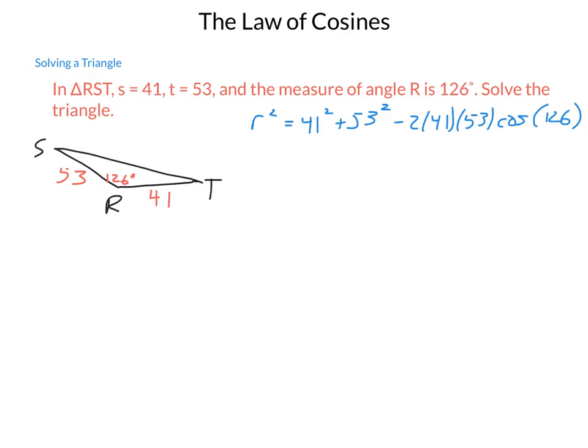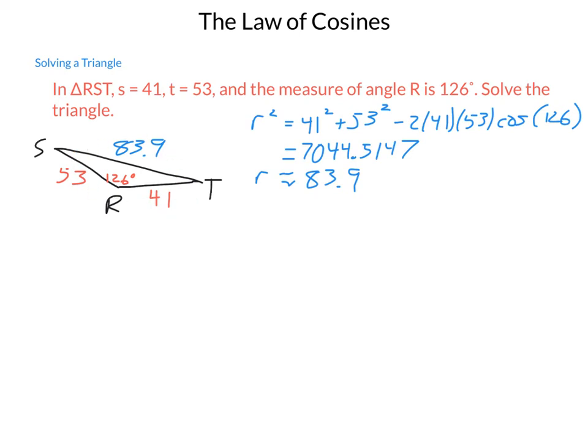Then going through and running my numbers through my calculator gives me that R squared is approximately 7,044.5147, which then running my square root, I get that R is approximately equal to 83.9 units. Now I do have one opposite pair in my triangle. So I also have all 3 sides of my triangle.